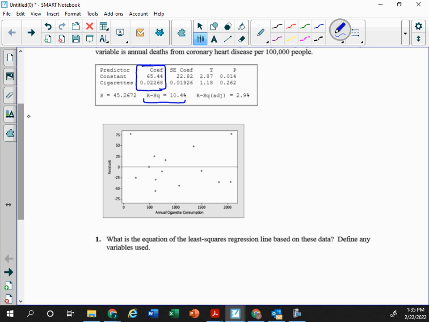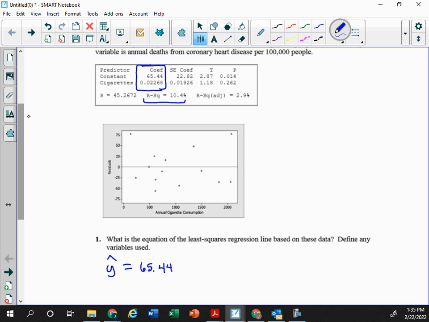So we're going to have y hat equals, now which of those, the 65 or the 0.02, is the y-intercept? The 65. So we're going to have 65.44. How do you know that? Because it's the constant, yes. It's the one without a variable. And the constant is always the y-intercept? Yep.